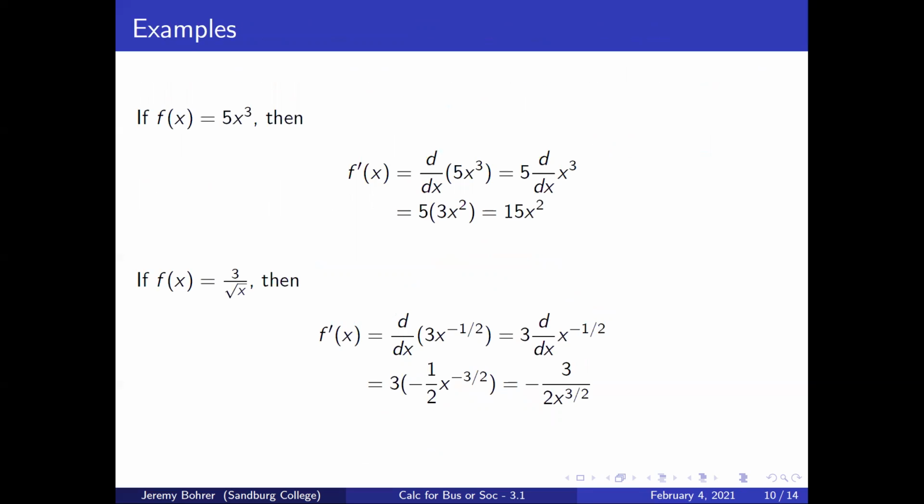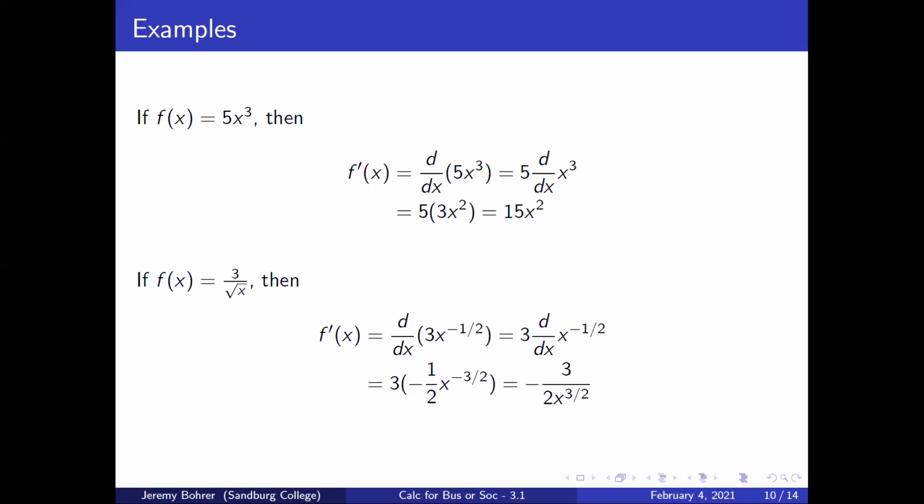So if f of x equals 5x cubed, then f prime of x equals the derivative with respect to x of 5x cubed, which is 5 times the derivative with respect to x of x cubed, which is 5 times 3x squared, or 15x squared.